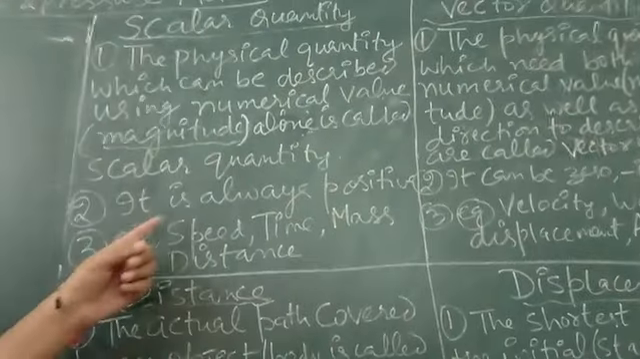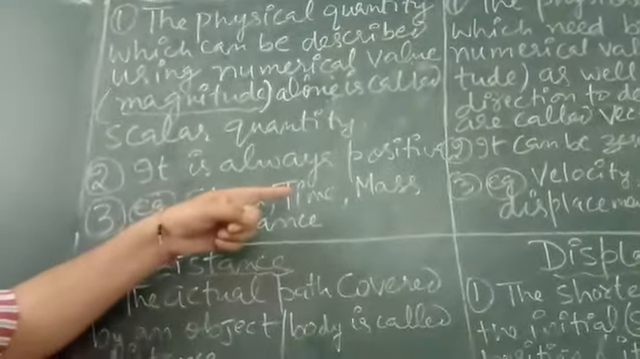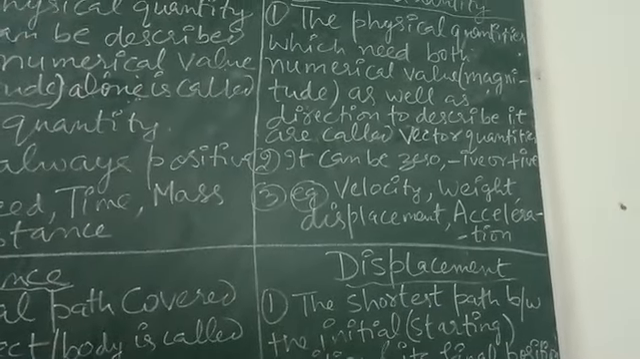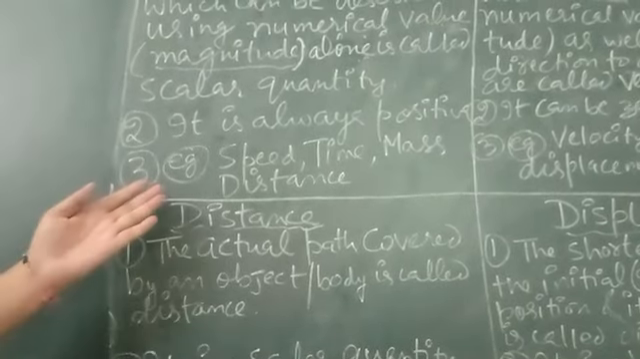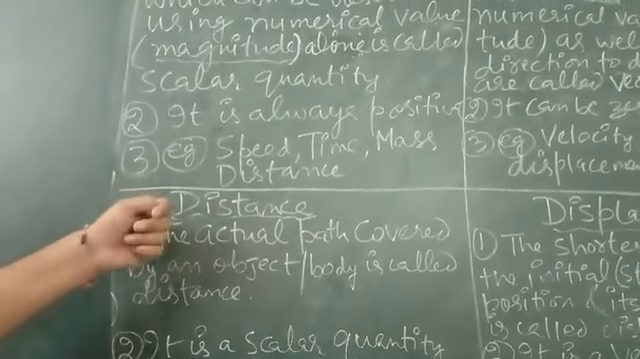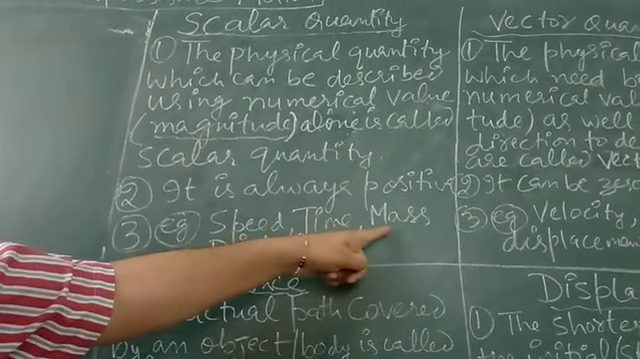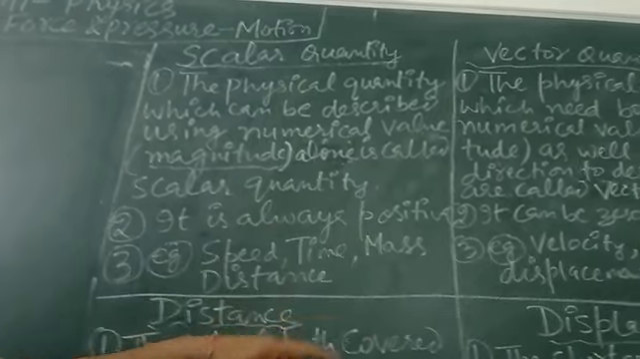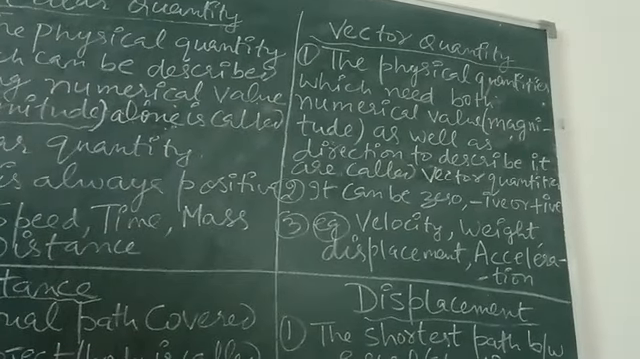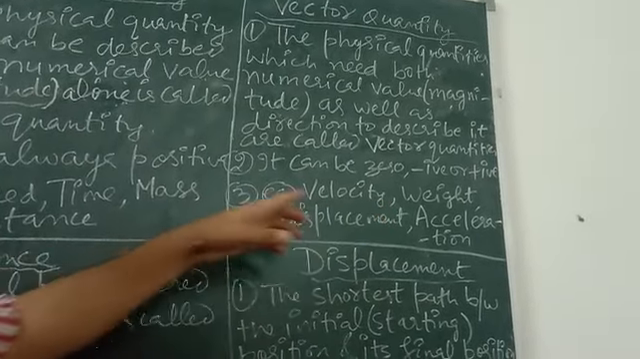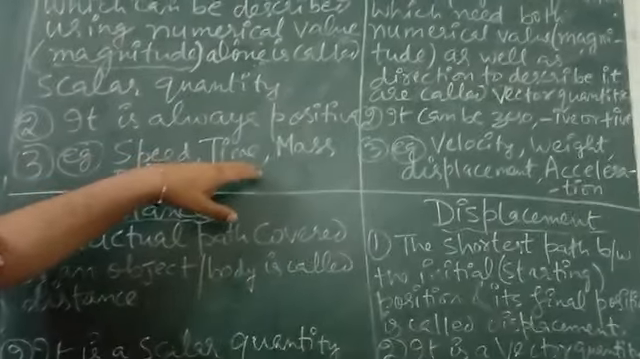Then I told you that scalar quantity is always positive. Its value, its magnitude, numerical value is always positive. However, vector quantity can be 0, negative or positive. And then the examples that we have in scalar quantity is speed, then we have time, mass, distance, and in vector quantity we have velocity, weight, displacement, acceleration. We will be studying these terms.